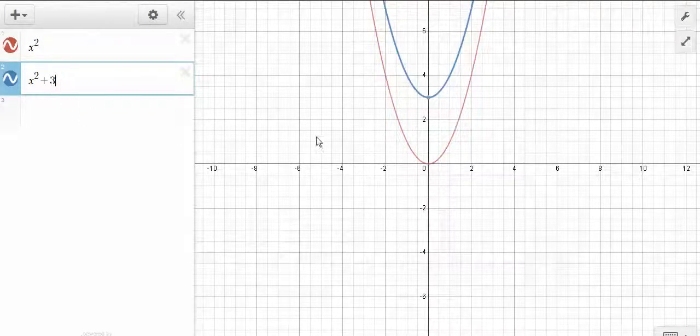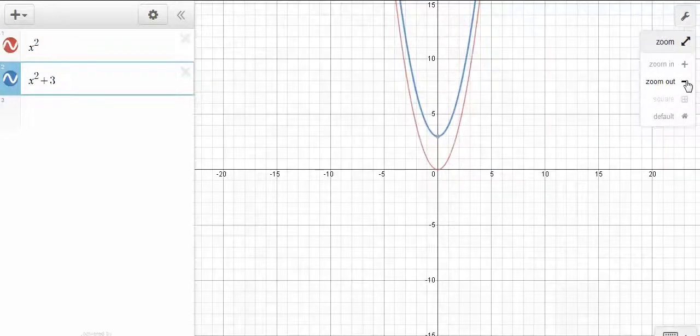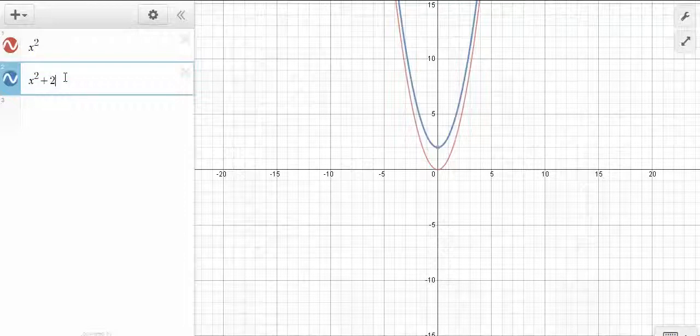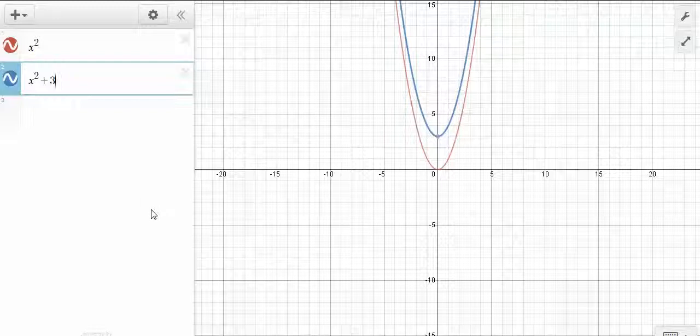What can you tell me about the difference between the red graph and the blue graph? We'll zoom out just a little bit. Really, the blue graph is just the same as the red graph, only it's pushed up. And how much is it pushed up by? Well, it's pushed up by 1, 2, 3 units. So that kind of tells me what that C does: it moves the whole thing up and down.